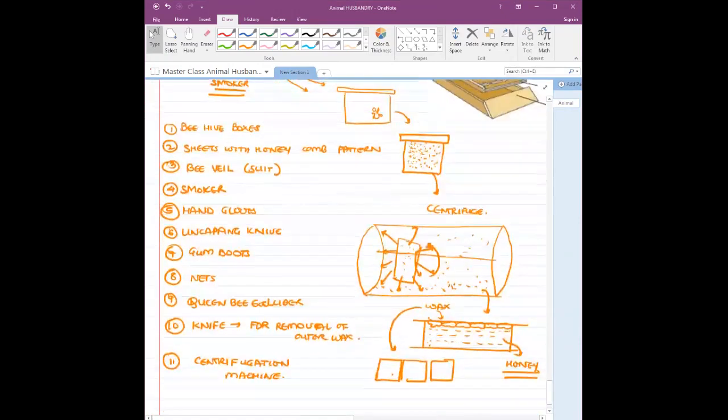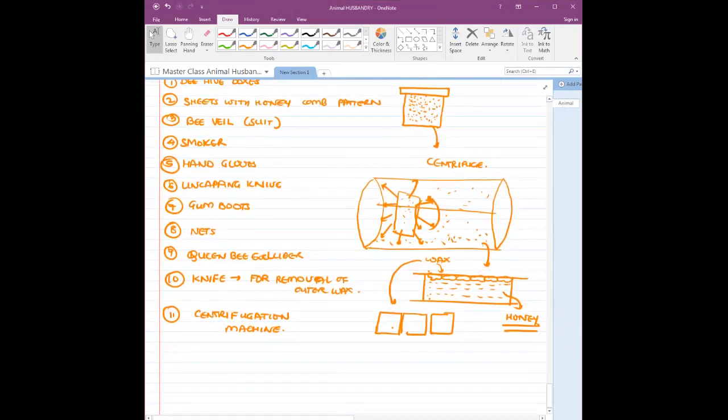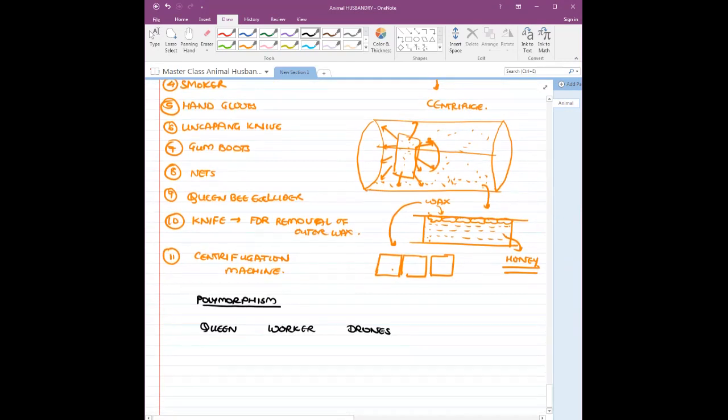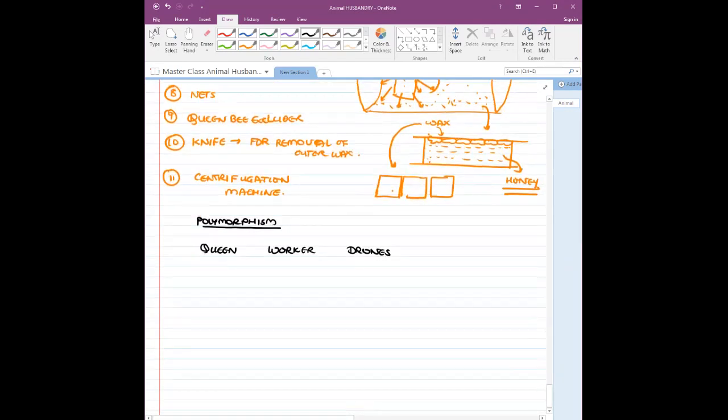Anyways, guys, now we need to talk about polymorphism in honeybees. We have already talked about this, so we know how things are going to be. If you look at honeybees, there are going to be three types: we are going to have the queen bee, the worker bee, and the drones. But now, guys, if you remember, when we talked about sex determination, the sex determination in honeybees is dependent upon the number of sets of chromosomes.